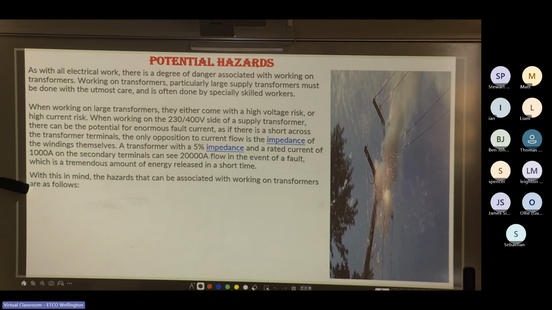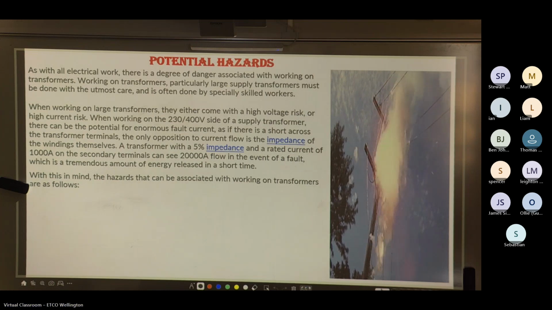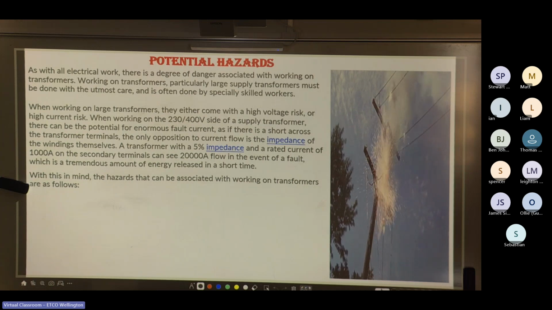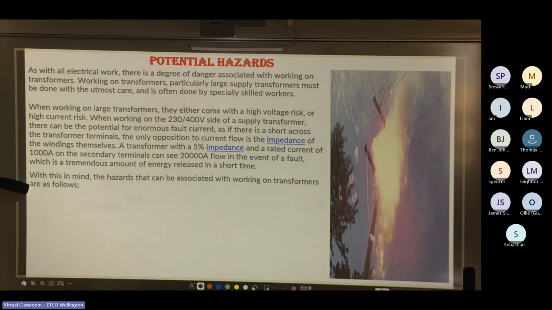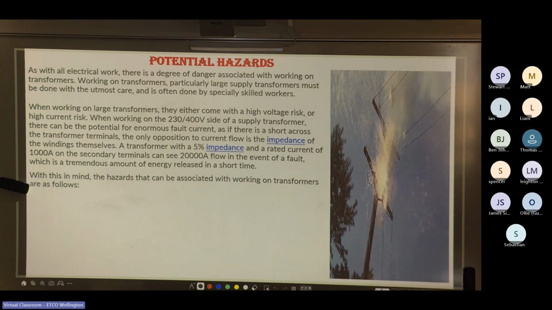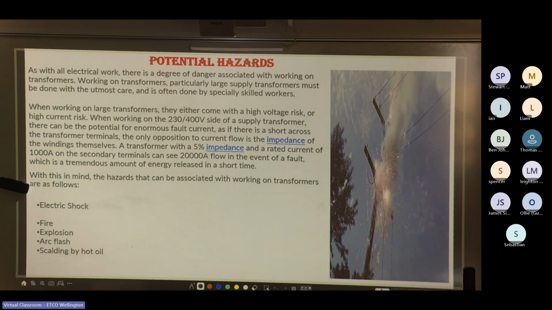When working on the 230/400 volt side of a supply transformer, there can be the potential for enormous fault current, as if there is a short across the transformer terminals. The only opposition to current flow is the impedance of the windings themselves. A transformer with a 5% impedance and a rated current of 1,000 amps on the secondary terminals can see a 20,000 amp flow in the event of a fault, which is a tremendous amount of energy released in a short time. With this in mind, the hazards that can be associated with working on transformers are as follows: electric shock, fire, explosion, arc flash, scalding by hot oil, and damage to equipment and property.